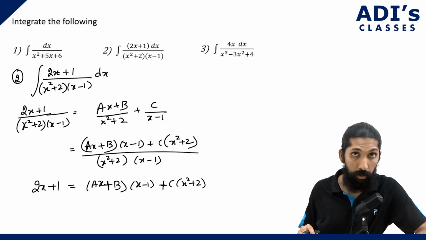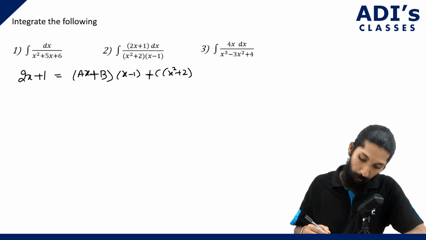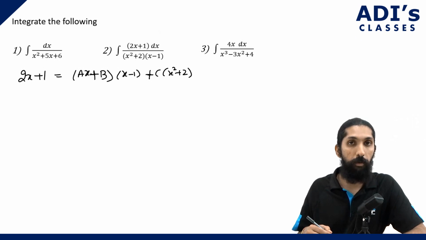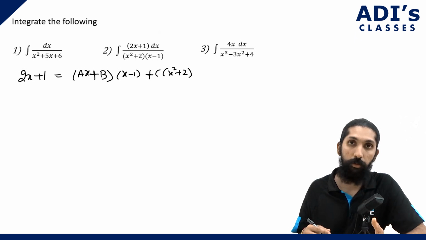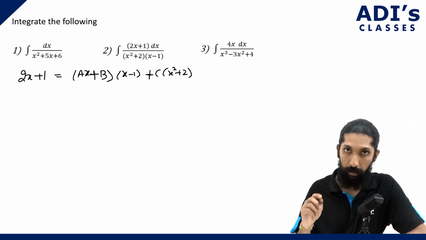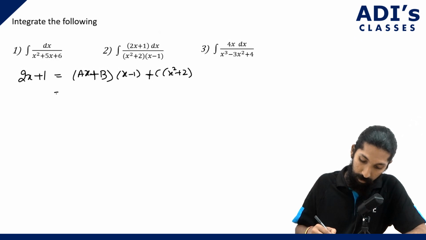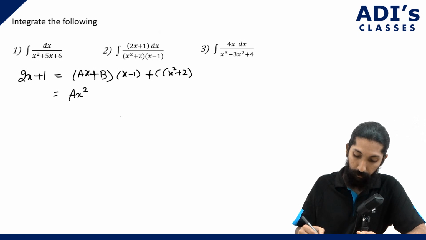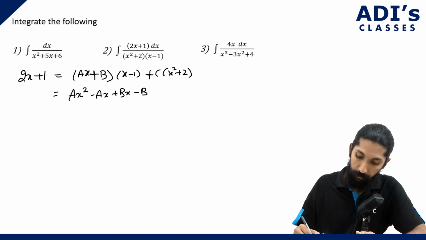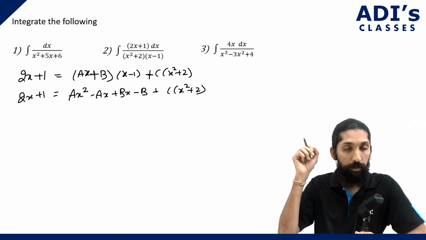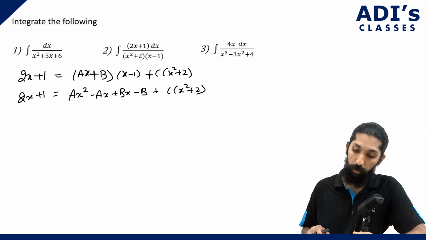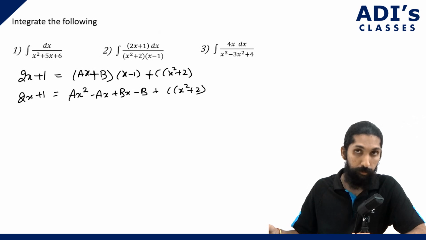Correct? So now let's do the math part. For solving, you can multiply, you can compare. There are a lot of methods of solving. All right, there is no one method, again, I'm telling you. Multiply, in the sense, ax plus b into x minus 1 gives ax square minus ax plus bx minus b, plus c into x square plus 2. Let it be. 2x plus 1 is equal to this one, correct? Now what we'll do, we'll compare. Okay, so comparison is better.